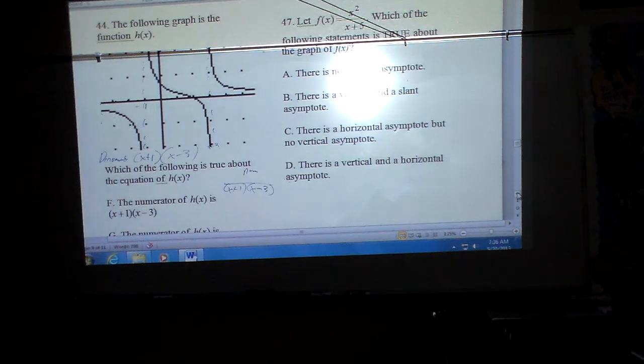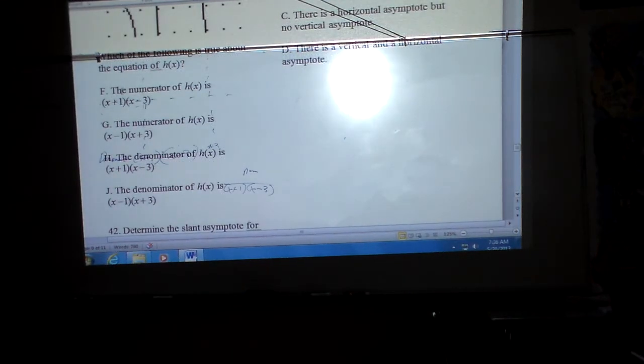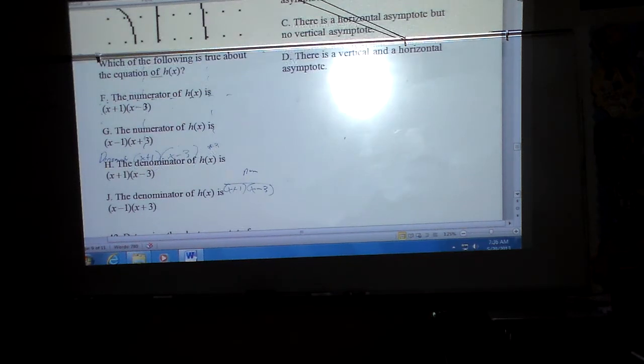So let's look at our choices, which you happen to have on your paper. As I'm looking down at the choices, it looks to me like it will be choice H. The denominator, x plus 1, x minus 3. Notice I know it's not the numerator, because those had to be the vertical asymptotes. All right? So the answer to that one was choice H.